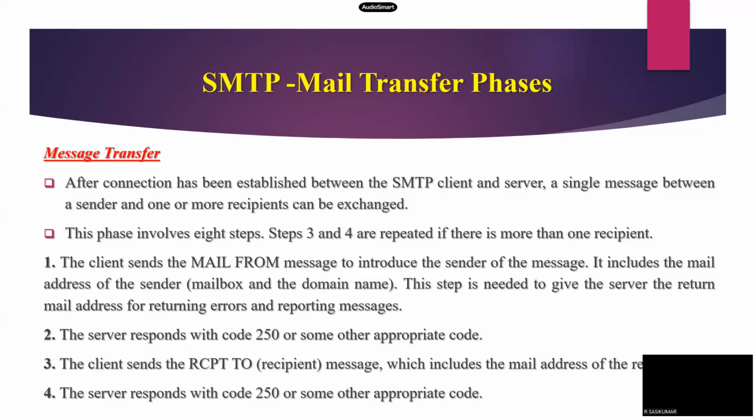Okay, the second step, the server responds with the code 250 or some other appropriate code. What is 250? I already told you, 250 is nothing but the server is ready. And the third step, a client sends the recipient message, which includes the mail address of the recipient. After getting that code, the client has to send or attach the receiver address. Then the server responds with the code 250 or some other appropriate code. Again, this is also a valid email, and the server gives the reply.